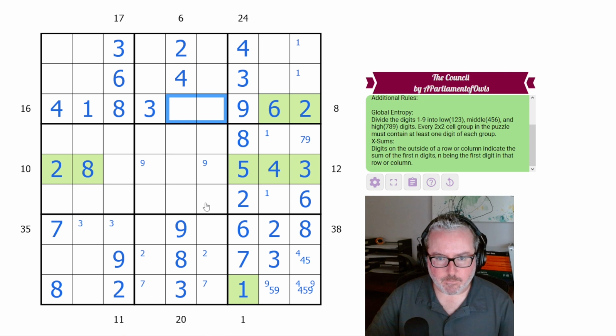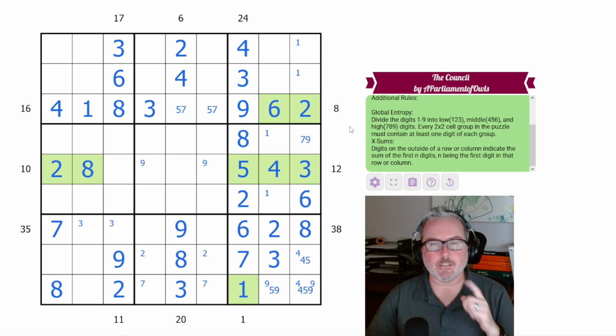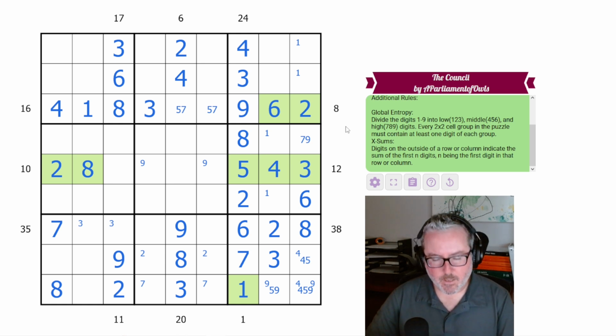What are these 2 guys left over? 5s and 7s, it looks like. Okay. And it looks like we've got most of these X sums done. So let's switch tracks again back to entropy, because we've got a lot more information now than we did before. So we should be able to make something happen here.